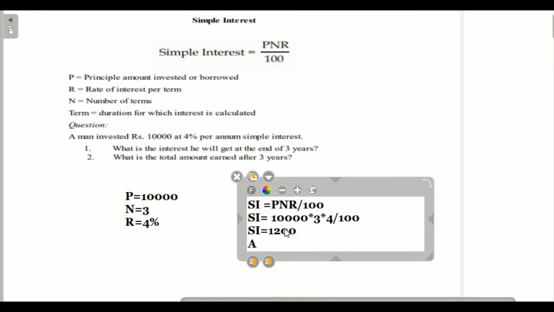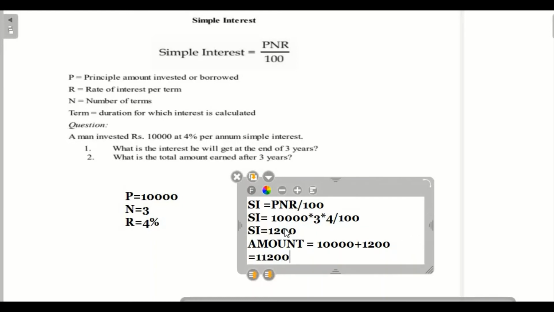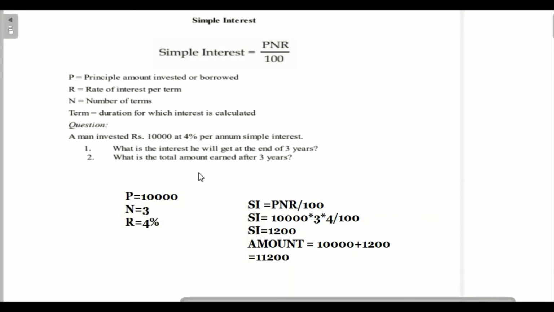Second is, what is the total amount earned in 3 years. So you have to find the total amount in 3 years. So amount equal to 10,000 plus 1200. So this is the interest amount he gets. So the total amount will be 11,200.